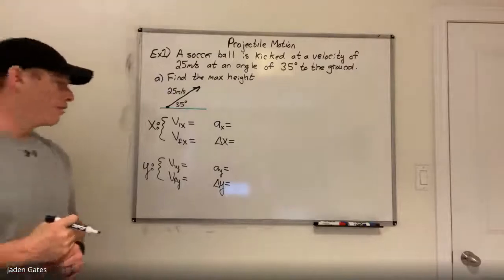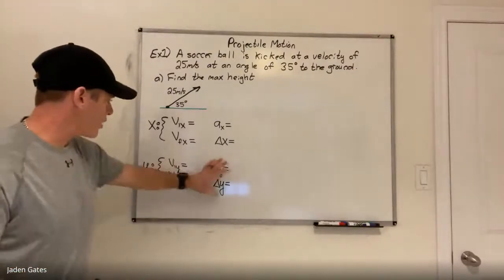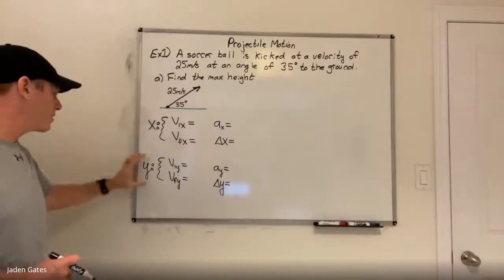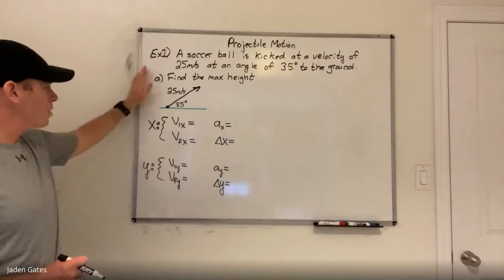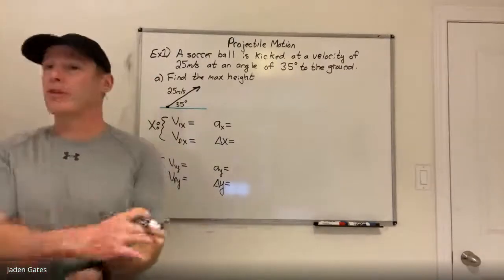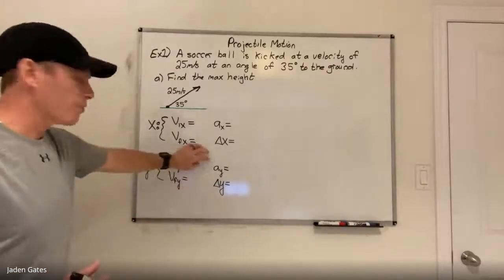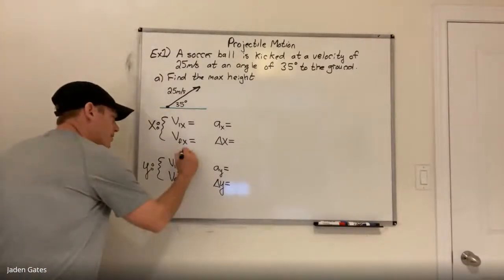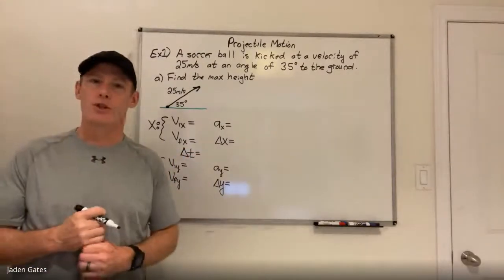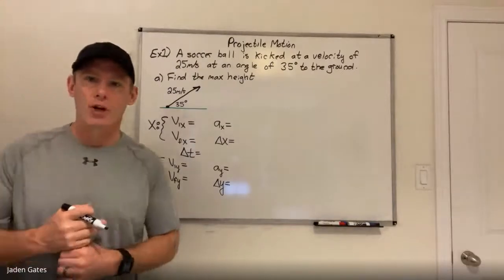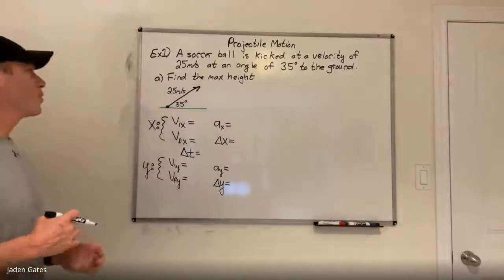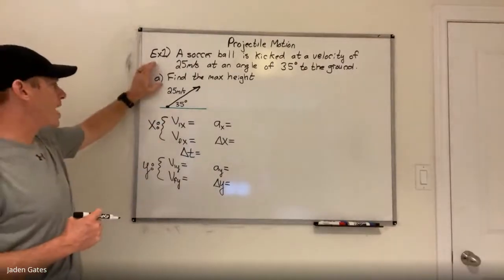Now, these all have direction, right? These all refer to the horizontal motion of our soccer ball in this case. These all refer to the vertical motion of our soccer ball. There is one variable that has nothing to do with either vertical or horizontal, and that's what I call the bridge. The variable that I left out is our delta t, our time, which doesn't have anything to do with horizontal or vertical.